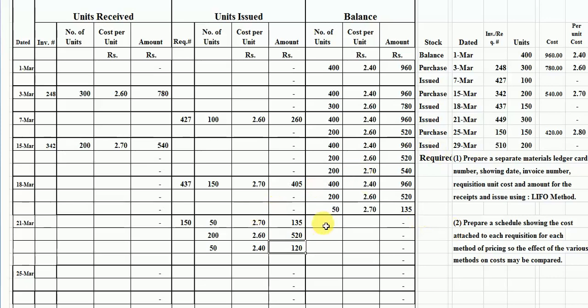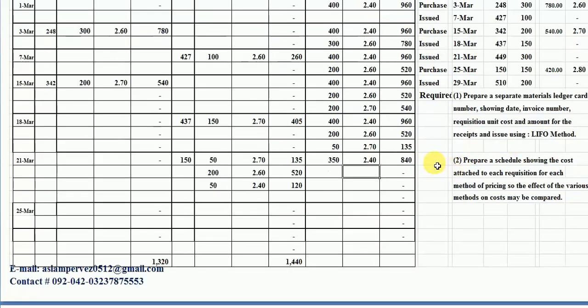Students, in the inventory card only 350 units are available in our store now, because all other units have been issued against the acquisition number of 150 here. Now on 25th March we again purchase 150 units. The acquisition number is 510.